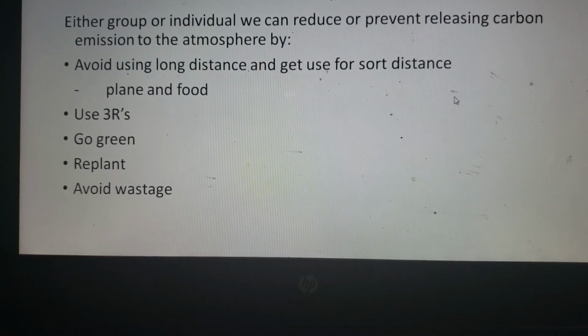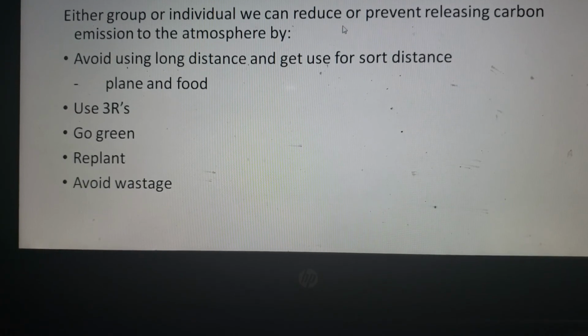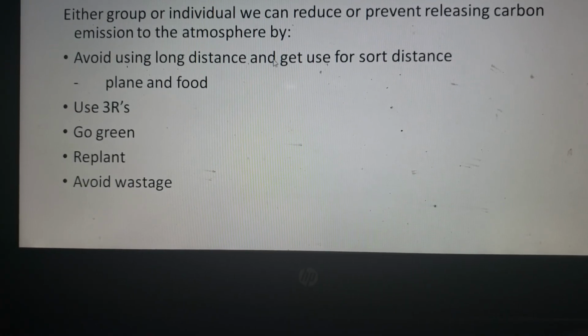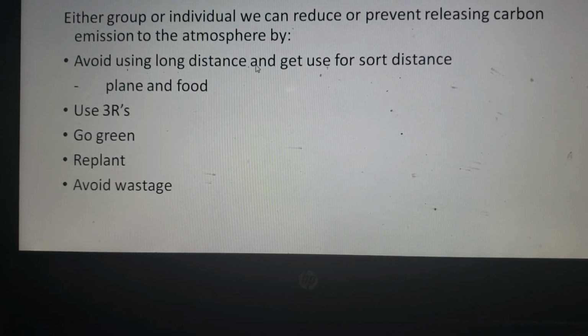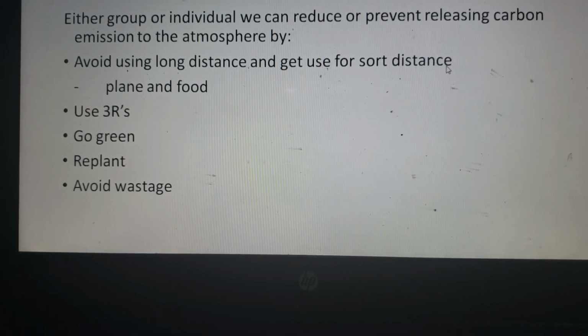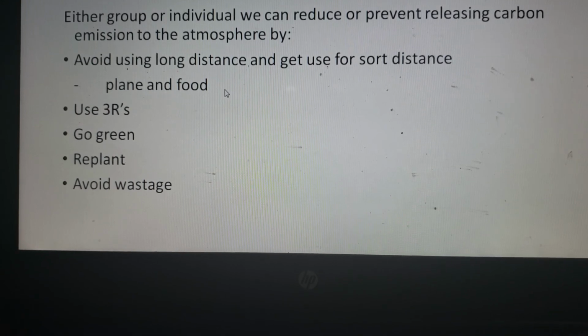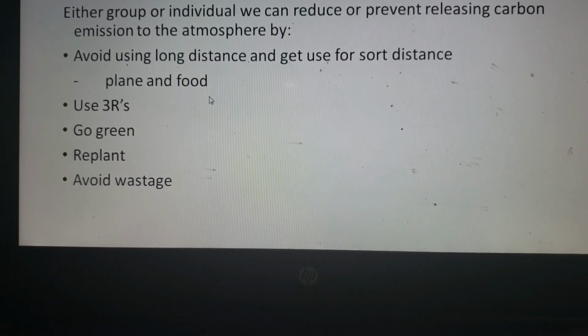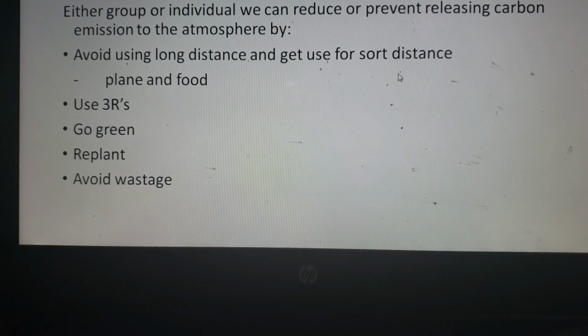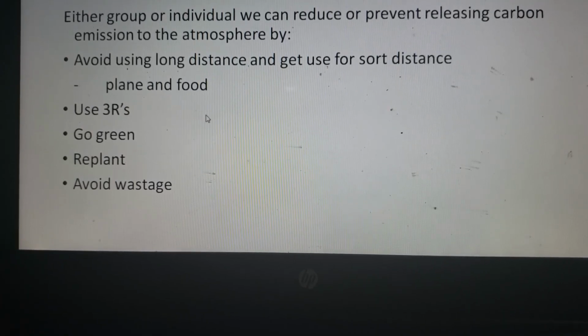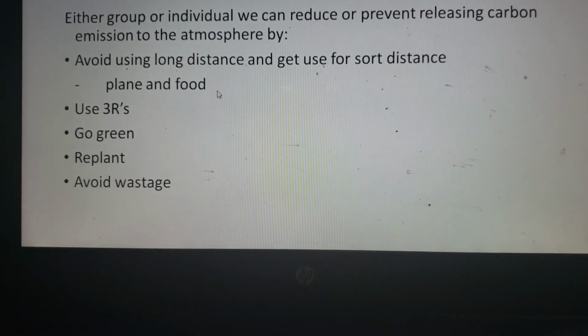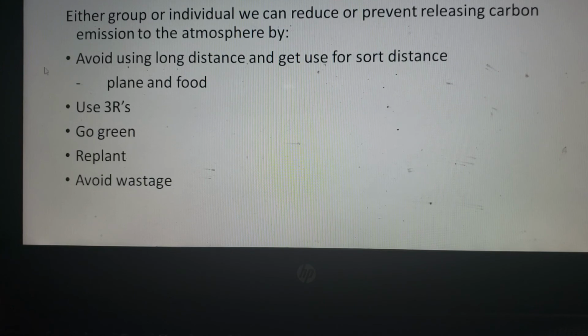How are we going to reduce or prevent releasing carbon emissions to the atmosphere? As I suggest, we avoid long distance and get used to short distance by plane and food. What do I mean by food? For the food, we have to consume short distance distribution or consume local food, and that can help reduce the carbon emissions to the atmosphere.